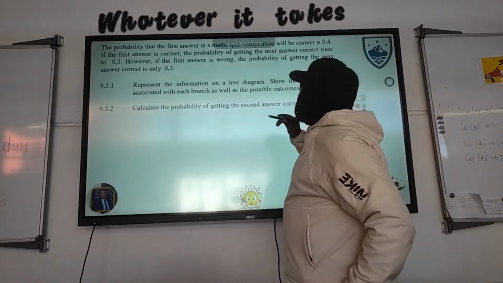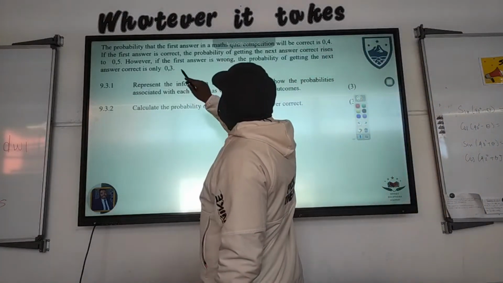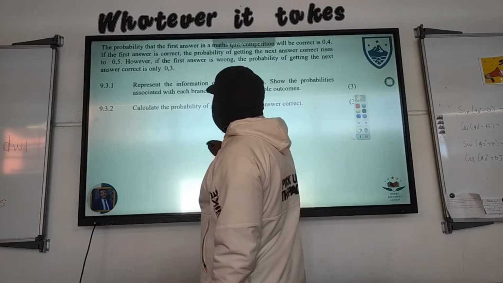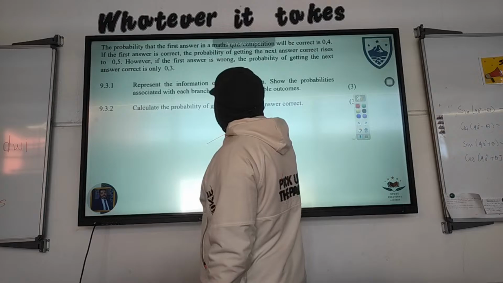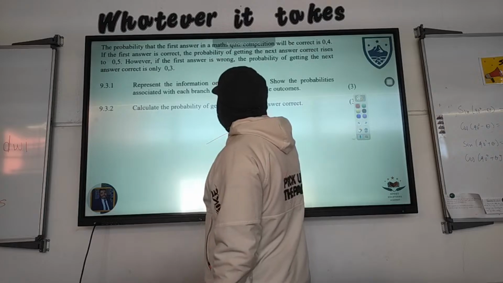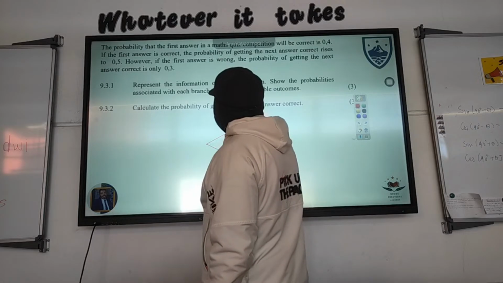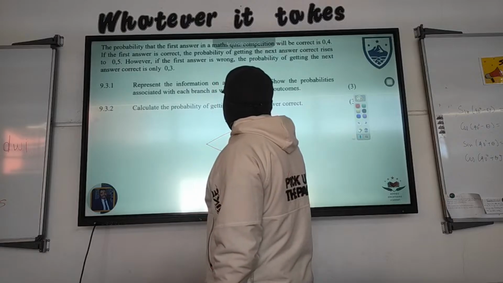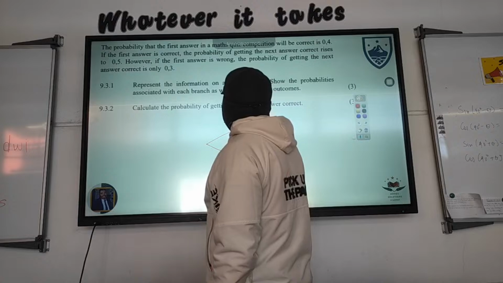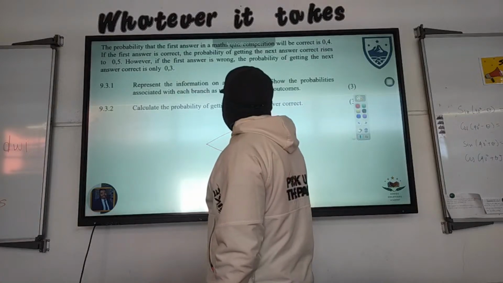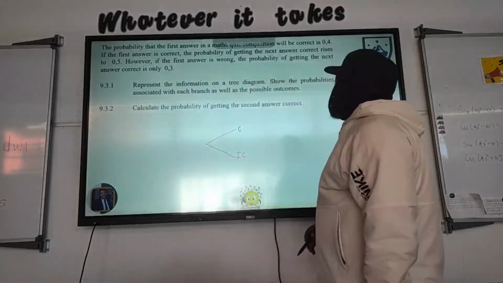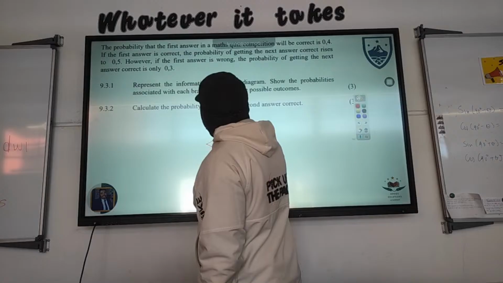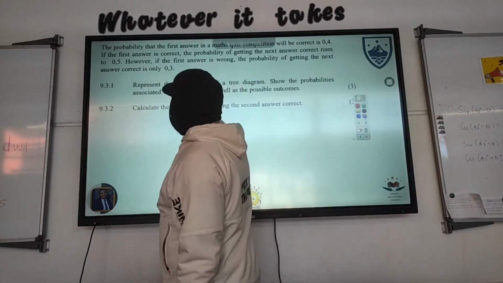So let's start with the first one: the first answer in a math quiz being correct, and if it's not correct, it's incorrect. So the probability that the first answer is correct will be 0.4. Remember, probability must add to 1.